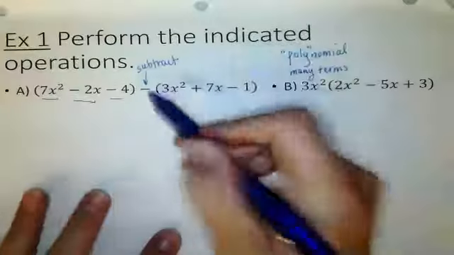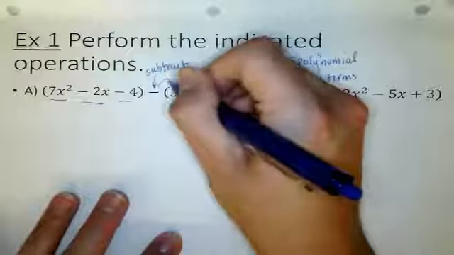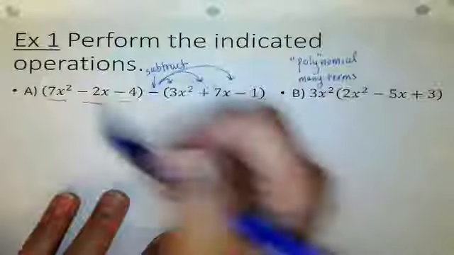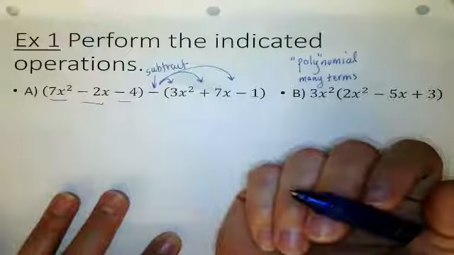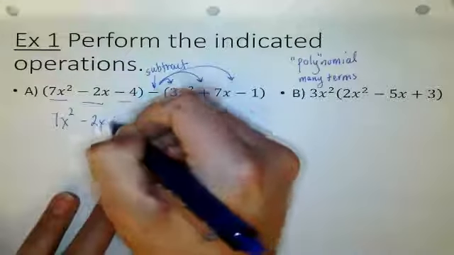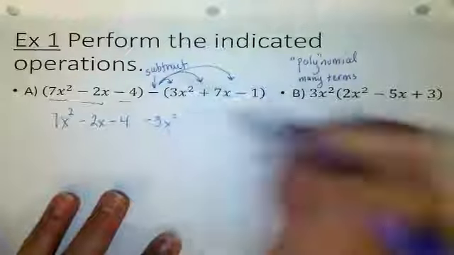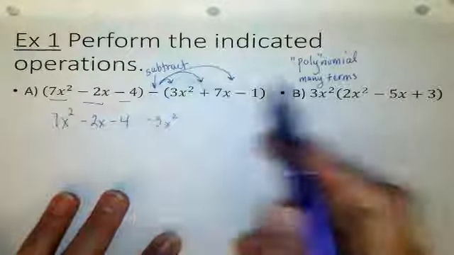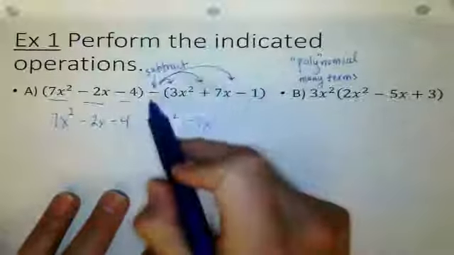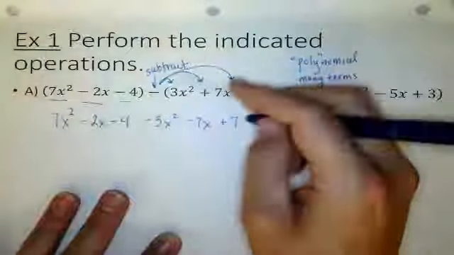Now, what do we need to do with this subtraction sign? Distribute it. Very good. Definitely need to share the wealth there on that negative sign. And once I do that, do I need these parentheses anymore? No. 7x squared minus 2x minus 4. Negative times 3x squared is negative 3x squared. Negative times 7x is negative 7x. And negative times negative 1, positive 1. I don't know why I wrote a 7.